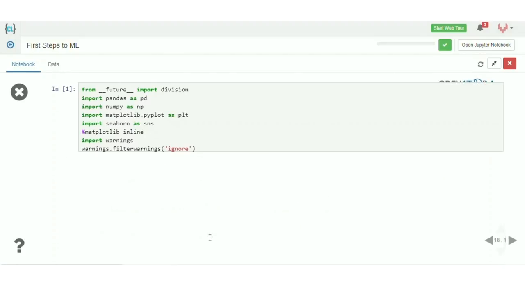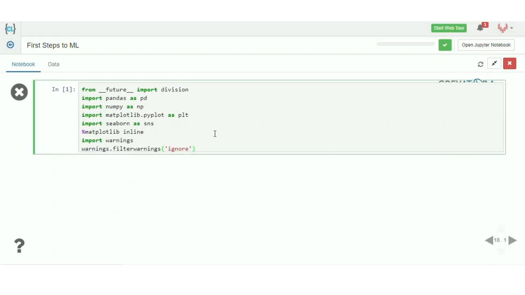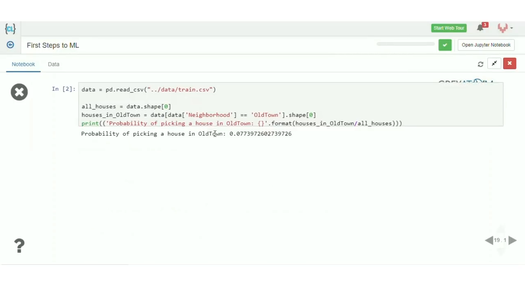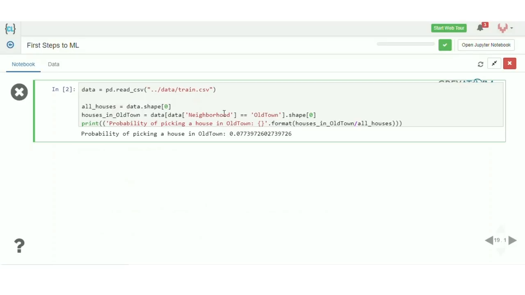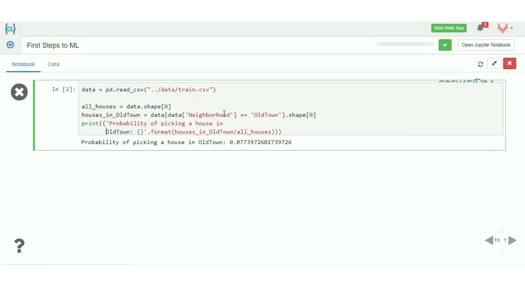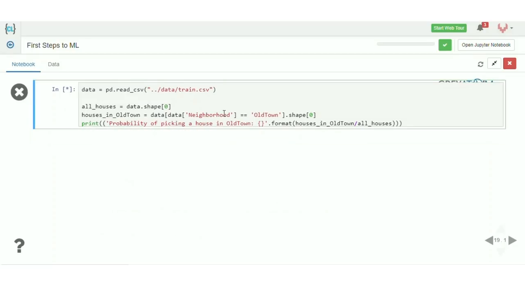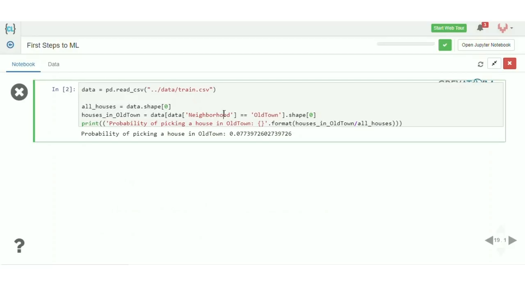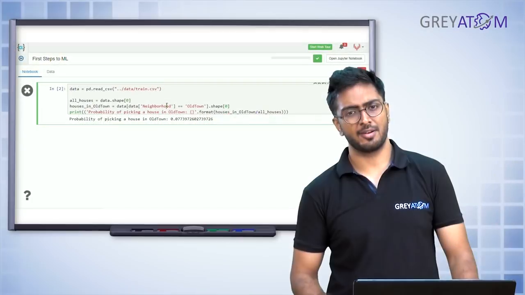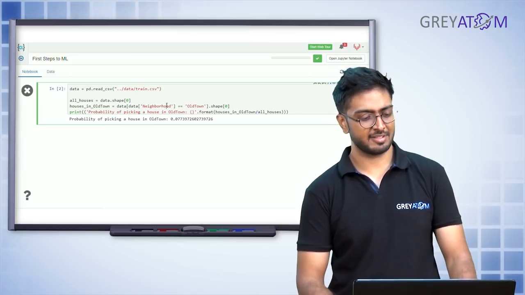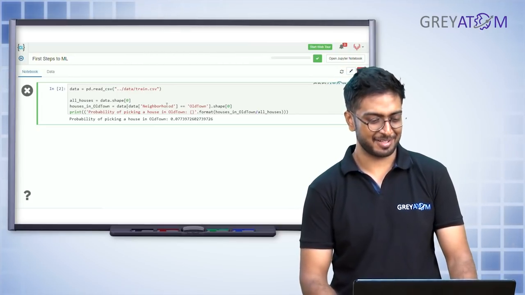So let's now go through the same thing in Python. We import the libraries. Now what we do is basically the same thing. First we figure out the total number of houses in Old Town versus the total number of houses that he's looking at. So he's looking at somewhere around 1,460 houses. And with that, we see that his probability of picking a house in Old Town is 0.07, right? So roughly 7% of all the houses are in Old Town, which is something we take as it is.